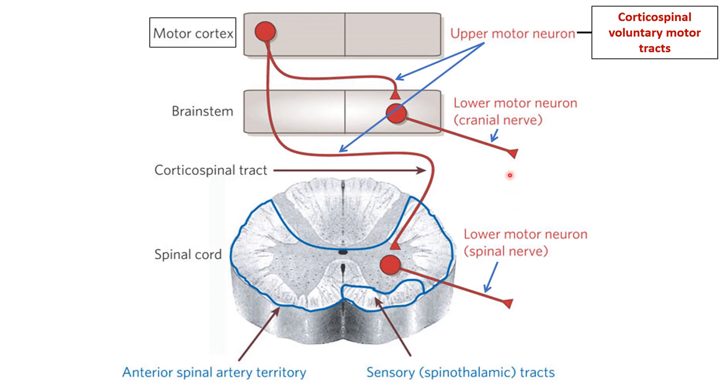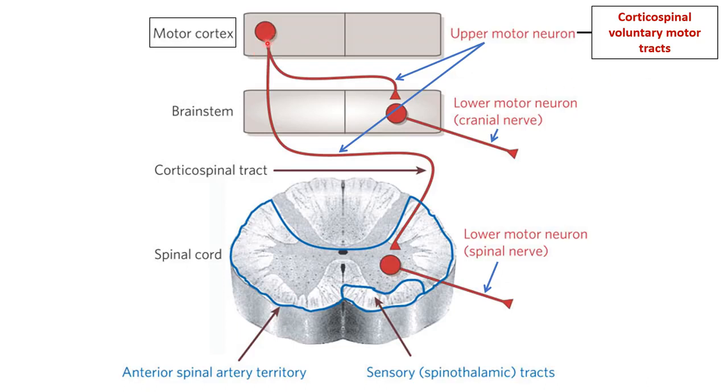The upper motor neurons begin in the motor cortex of the brain. Okay, and that's where the cell bodies of these axons start, and they are primarily made up of the corticospinal tracts. All right, so the corticospinal tracts are your voluntary motor tracts.